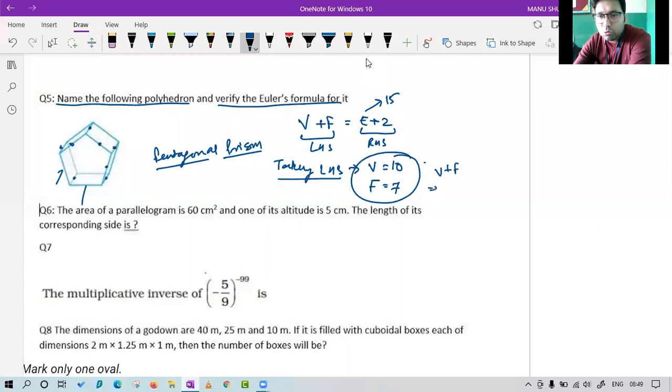Now let's verify what is the value of V plus F. V plus F is equal to how much? 10 plus 7, 17. Now taking RHS, RHS is E plus 2, that is 15 plus 2, or you can say 17. So because left hand side is equal to right hand side, we can say Euler's formula is verified.